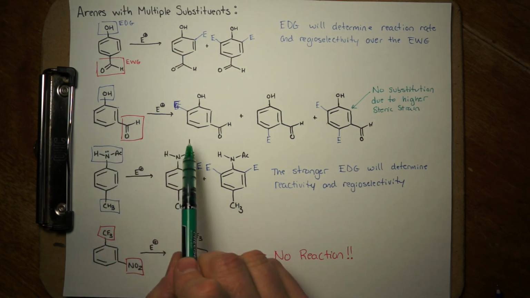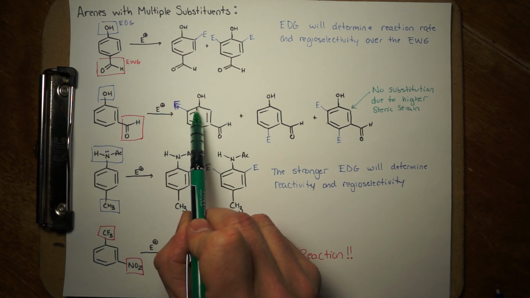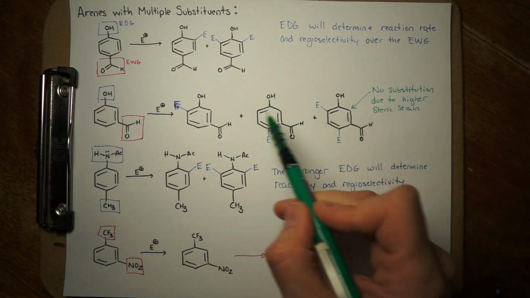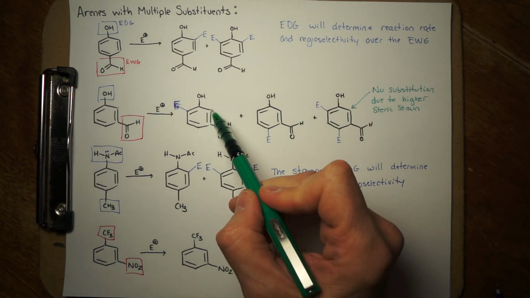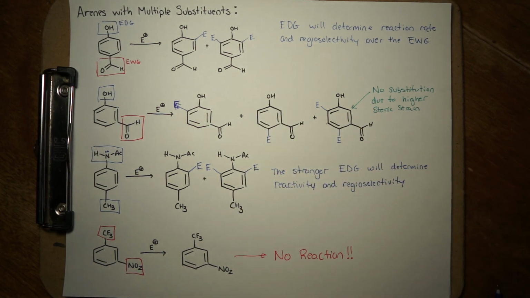So when substitution takes place here, it'll be on one ortho position relative to the hydroxy group, para position relative to the hydroxy group, or we'll get disubstitution. But we would not expect a significant amount of product where the electrophile ends up in the other ortho position, or ortho to both of those substituents.